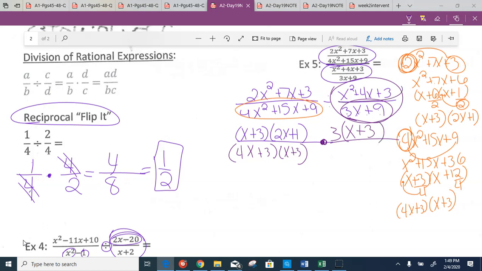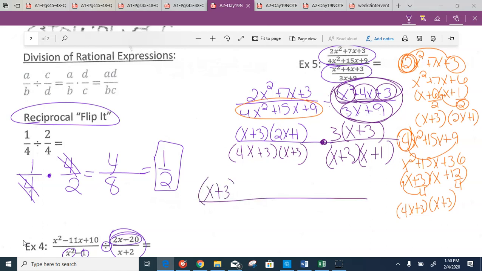Now I need to factor this part to become my new denominator. To get the x squared, it's x times x. What two numbers multiply to give you a positive 3 and add to a positive 4? Well, that would be positive 3 times positive 1. Whew. So now I got all my factors. Let's lay them all out on the line, literally. So I have x plus 3 times 2x plus 1 times 3 times x plus 3.